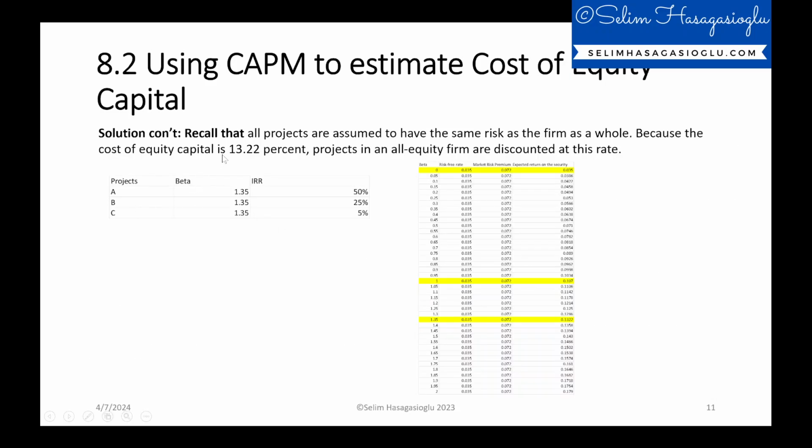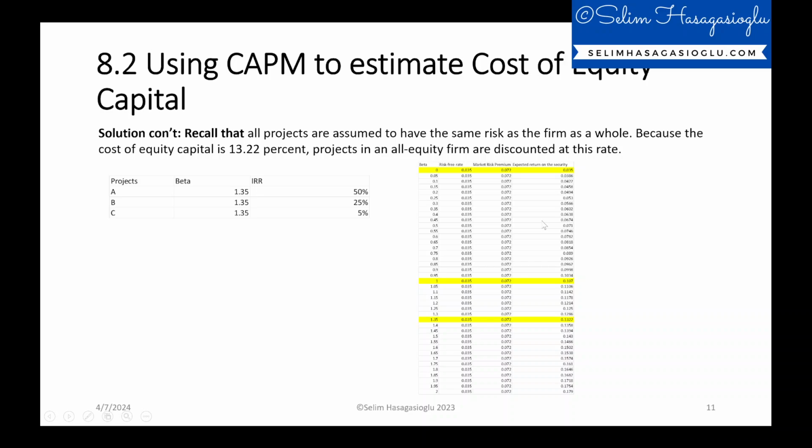So the solution continues. Recall that all projects are assumed to have the same risk as the firm as a whole. Because the cost of equity capital is 13.22%, projects in an all-equity firm are discounted at this rate. Remember, projects A, B, and C have the same beta as that of the firm, and we also calculated the IRRs: 50%, 25%, and 5%.